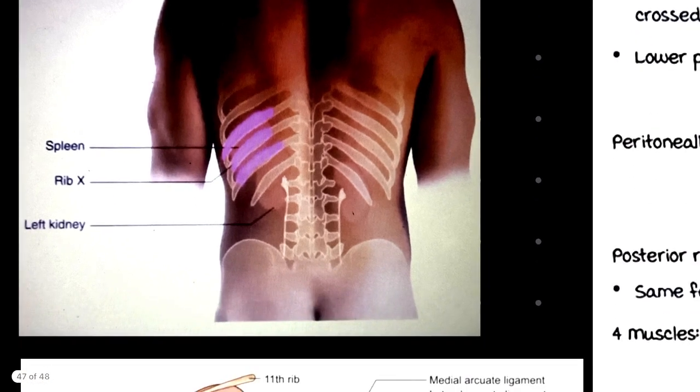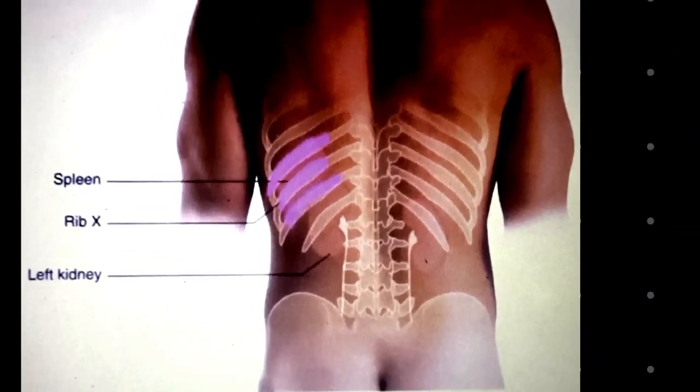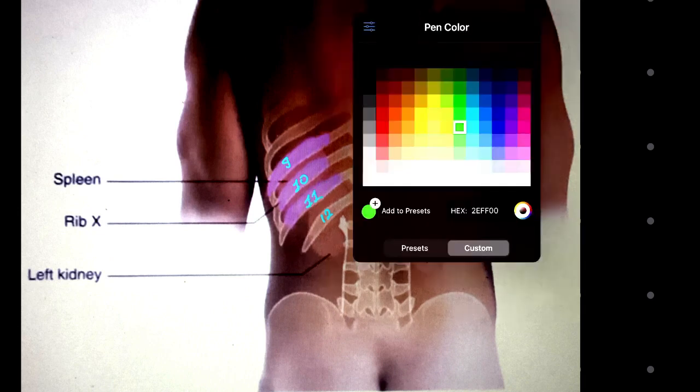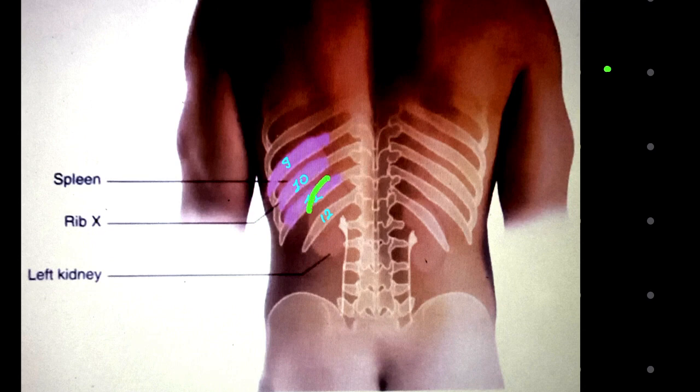So now getting into the posterior relation of the kidney, what we can see right here is our 9th rib. This is our 10th rib, this is our 11th rib, and this is our 12th rib, right? This is the posterior relation of the kidney. And what is this? This is our left kidney, and here this is our right kidney.